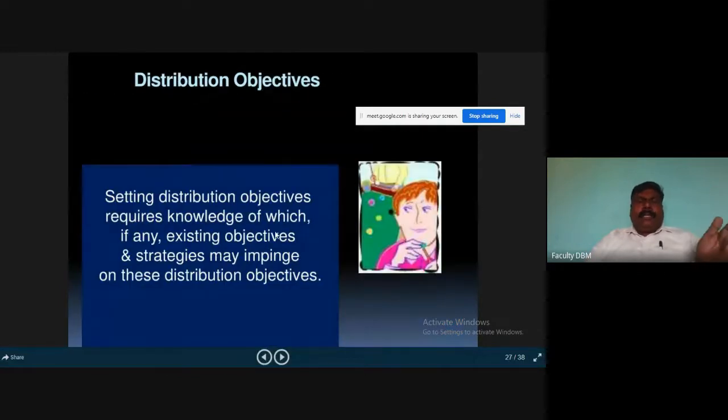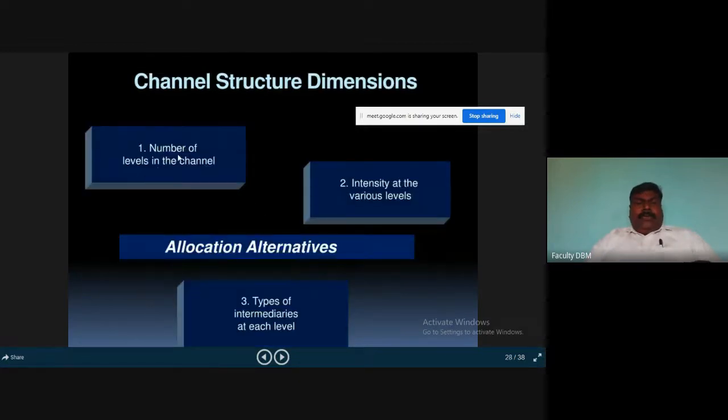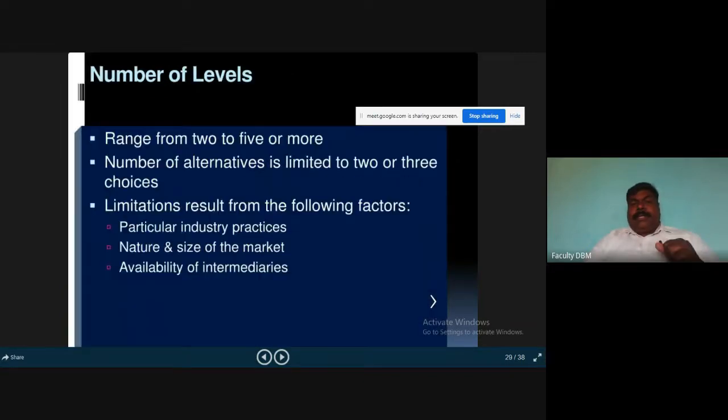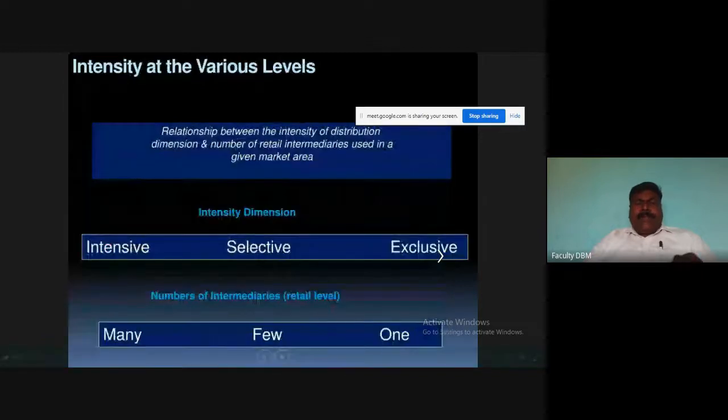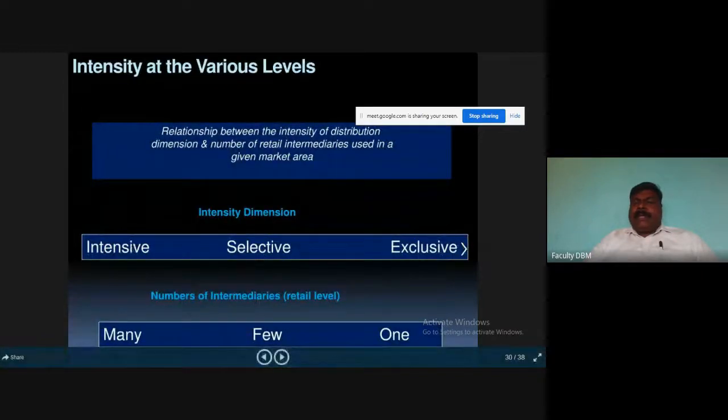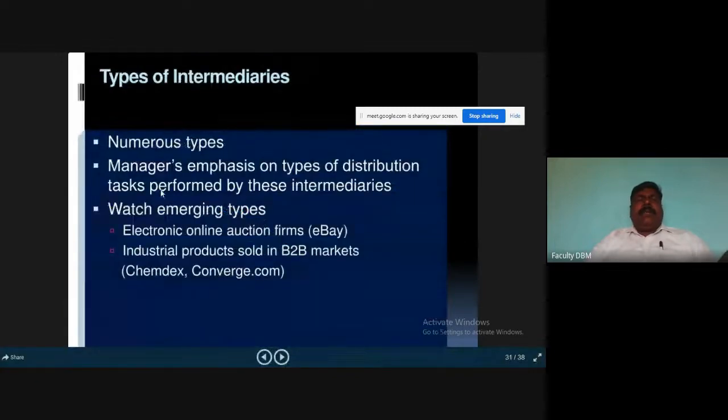Already we have dealt with distribution objectives. Setting distribution objectives requires knowledge of existing objectives, as strategies may impinge on distribution objectives. For the number of levels in channels, we have to see the intensity of the various channels and the types of intermediaries, ranging from two to five or more alternatives; the number of levels, limitations, particular industry practices, the nature and size of the market, and availability of intermediaries. So, the number of levels and the intensity of various levels: intensive, selective, and exclusive. In the last class, we saw the numerous types of intermediaries we have.